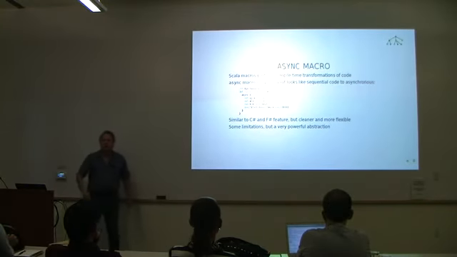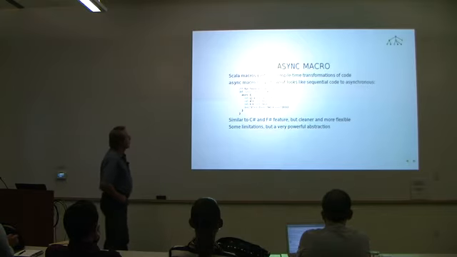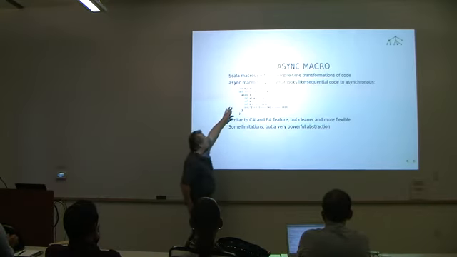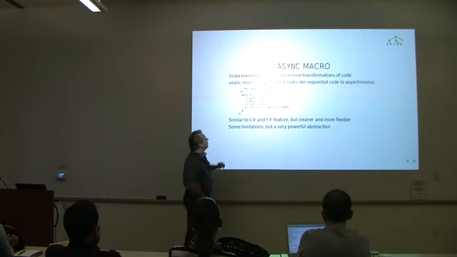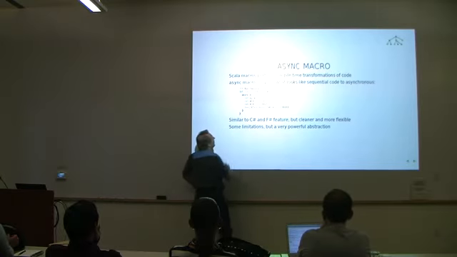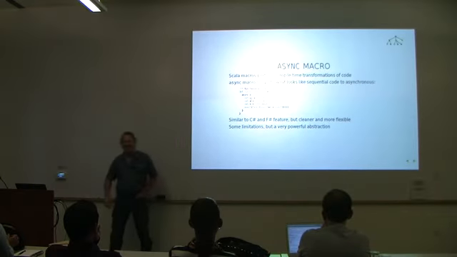Yes, sir? Since we're returning a future, why do we need the last await? Because the async block itself is returning a future. So the async block itself returns a future. If I didn't have that await in there, it would be a future of a future. Yep.